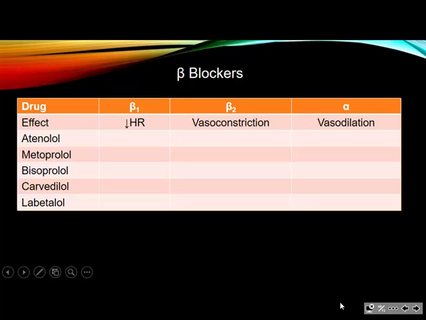So I'm going to give you a minute to do this because hopefully you should be able to do this pretty quickly. Go through each one of these and say whether they're beta 1 selective, beta 2 selective, or alpha. And then in a second I'm going to ask why would you choose one over the other. This is going to be something that you're going to commonly see, so hopefully this should be old hat for you at this point.